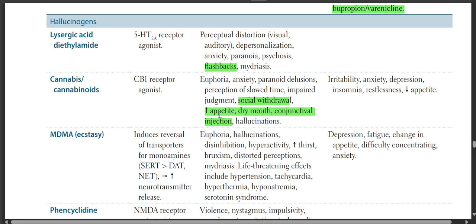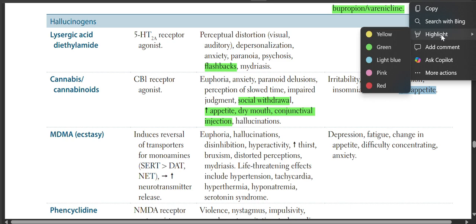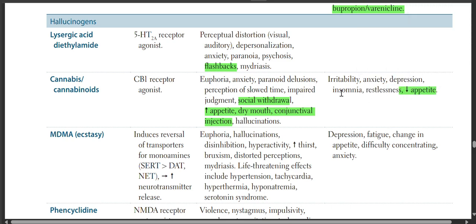Now, based on these side effects, which are for intoxication, the withdrawal side effects would be, I'll say, opposite. That means you'll see a decrease in appetite, and in addition to this, you'll also see insomnia, restlessness, and depression. These are all non-specific signs, but a decrease in appetite is the most important one here.